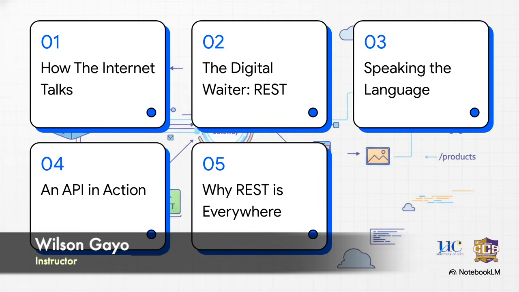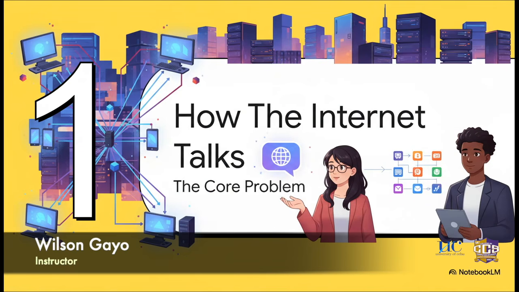So, here's our game plan for this explainer. First, we'll look at how the internet even talks in the first place. Then, we'll introduce a really helpful analogy, the digital waiter, to understand REST. After that, we'll get into the actual language, the commands, and see an API in action. And finally, we'll wrap up by looking at why REST is just, well, it's everywhere. All right, let's get right into it.